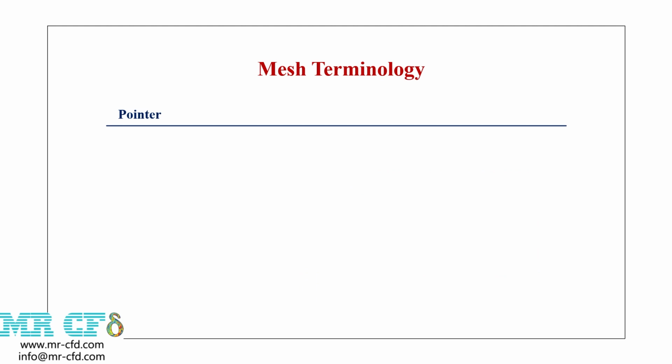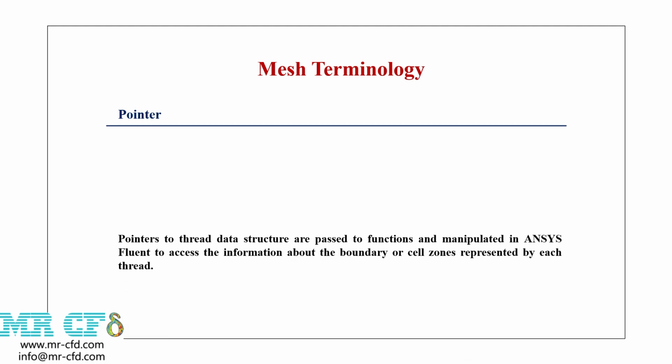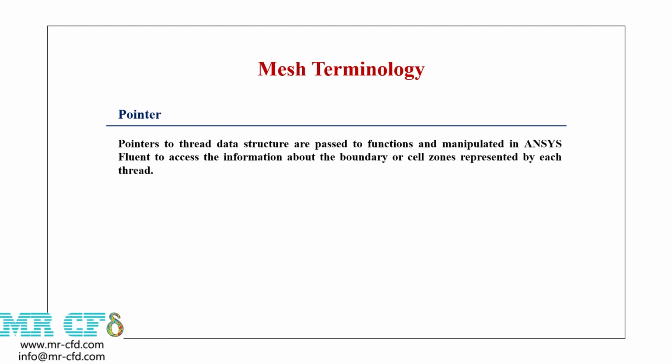To access the information of the threads, we must use pointers. Pointers to thread data structures are passed to ANSYS Fluent's internal functions and manipulated to gain access to the information related to the boundaries or cell regions provided by each thread.